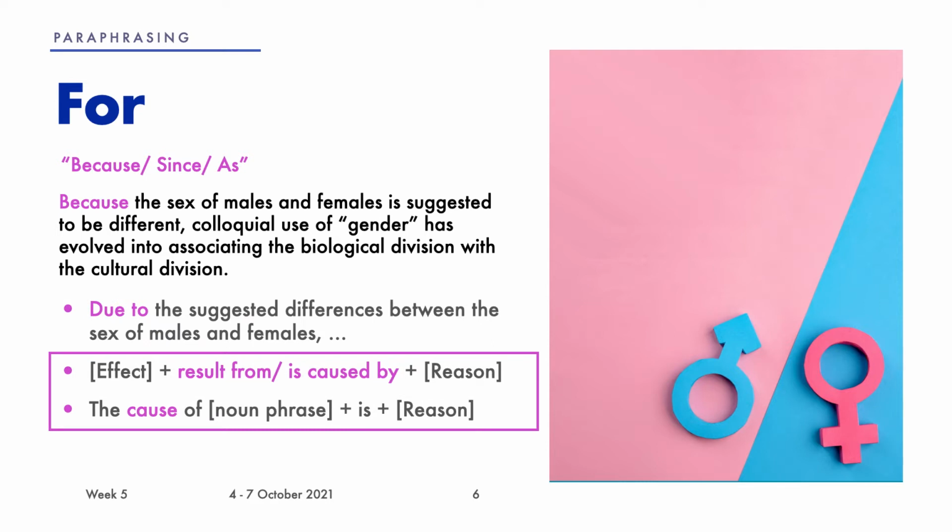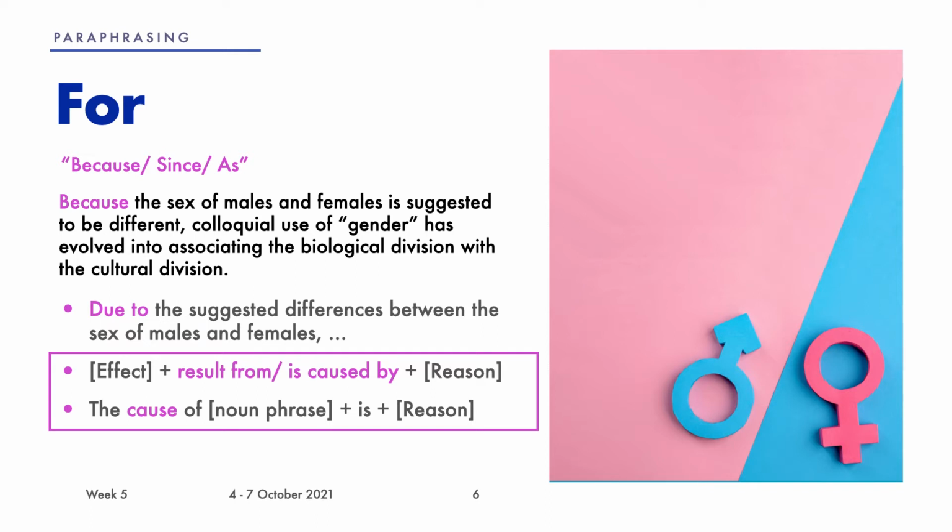Now, you can see the first sentence pattern has been demonstrated for you. So we have due to the suggested differences between the sex of males and females. And basically, you may want to repeat the main sentence. But of course, as an effective paraphrase, you can't simply copy and paste the original sentence into your writing. So you have to do something else. But here is an example of how you are going to change the clause with because.